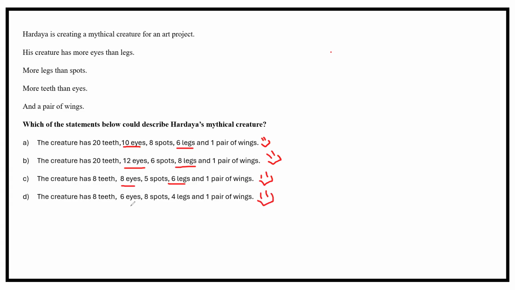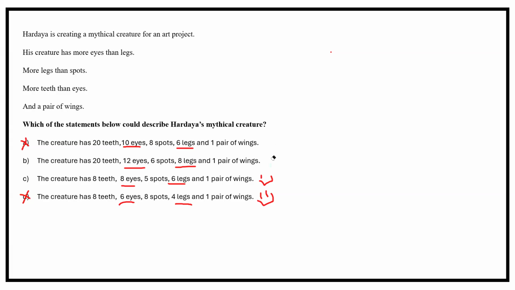Perfect. More legs than spots. So let's look at A. It has 6 legs and 8 spots. And we're looking for more legs than spots. So it can't be A. B, let's see. 8 legs and 6 spots. So it could be B. C. It has 6 legs and 5 spots. So it could be C. And finally D. 4 legs and 8 spots. So it can't be D because there are more spots than legs.